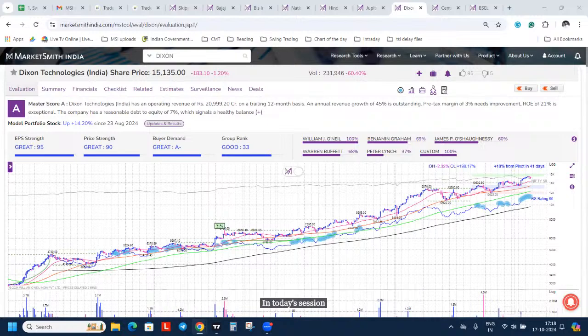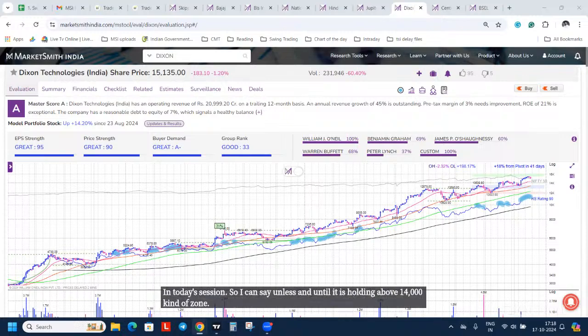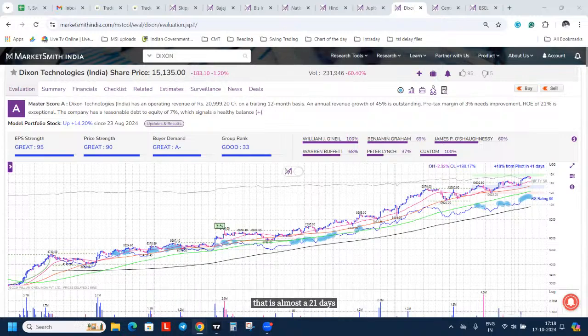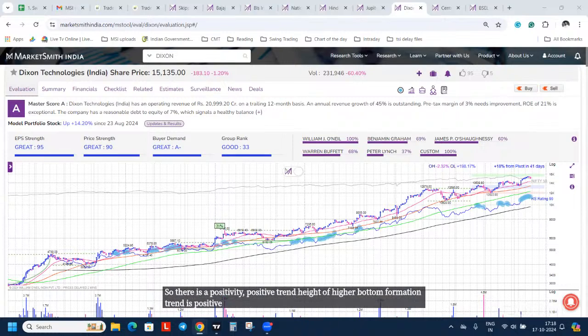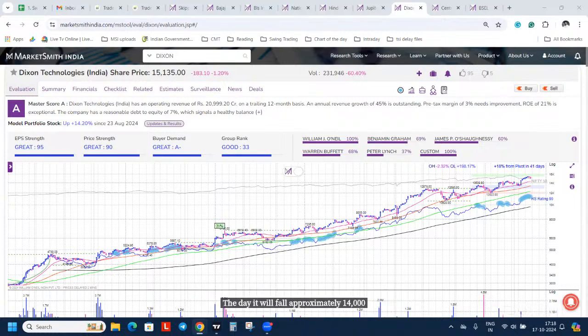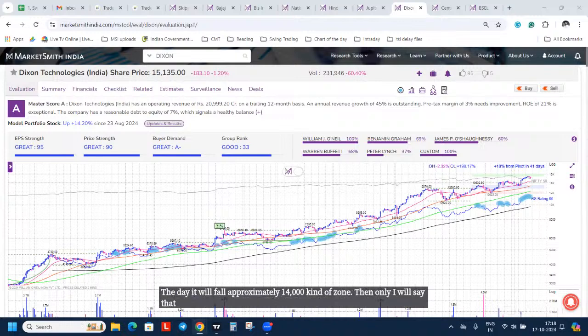So I can say unless and until it is holding above the 14,000 kind of zone, that is almost the 21-day exponential moving average, there is positivity, the higher top, higher bottom formation trend is positive. The day it falls below approximately 14,000, then only I will say that this stock has entered a sideways zone. Otherwise, the trend is positive, and maybe it will remain traded sideways and the stock may remain in an outperforming position in coming days also, subject to holding above the 14,000 zone.